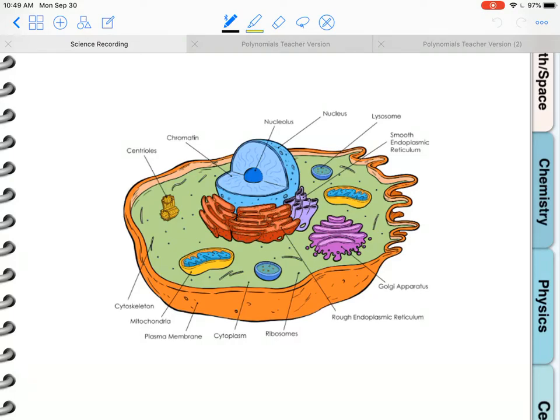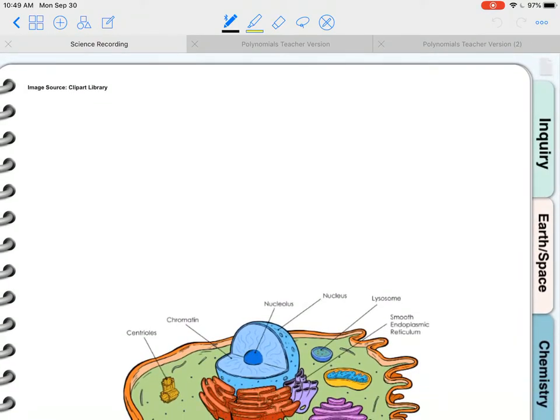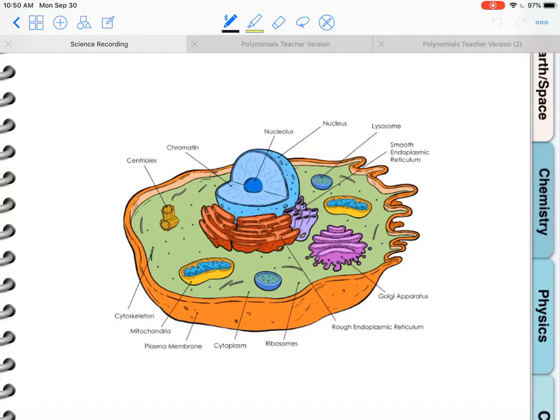The first thing I want to do is tell you the source of this image. It's from Clip Art Library online, and I Googled free images of an animal cell. So this one is an animal cell, and by the time this video is over, you will know why. You will be able to tell me, hopefully, if the cell that you're seeing is plant or animal.